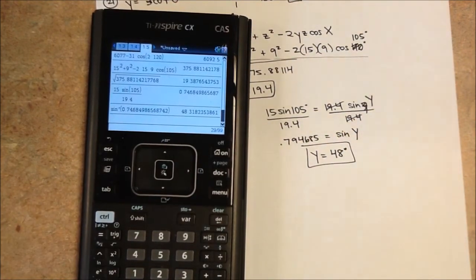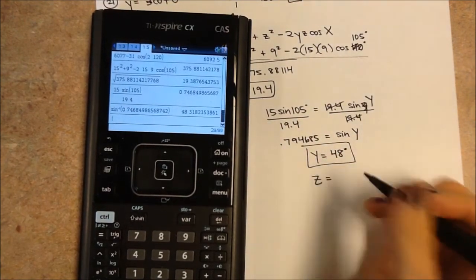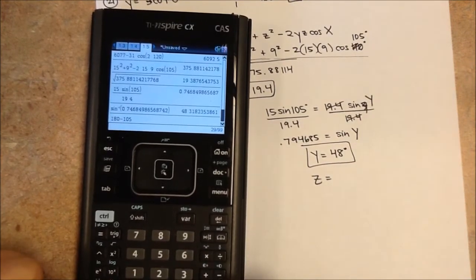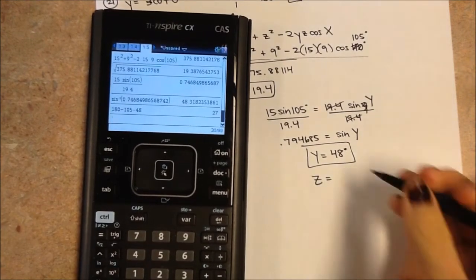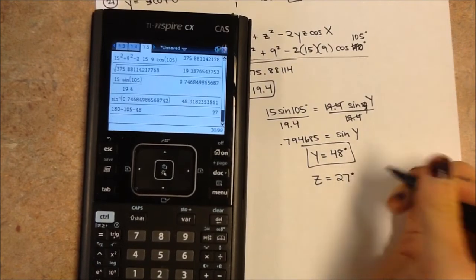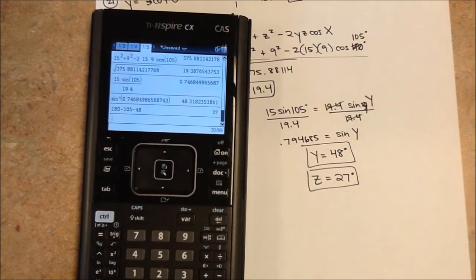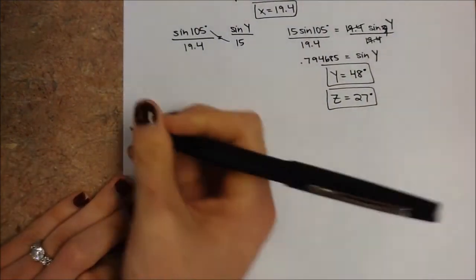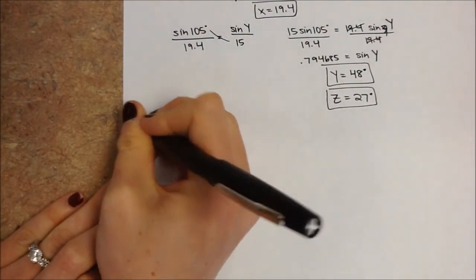And then my last angle is the easiest. So for angle Z, I know all triangles have 180. Angle X was 105, and angle Y is 48. So my remaining measurement is 27. Okay, last couple here. We've got a graph for number 23.